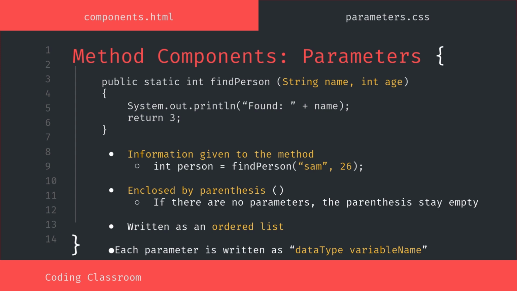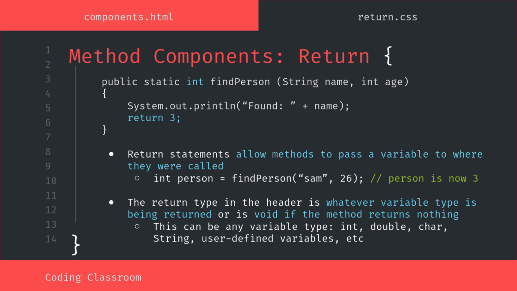Parameters are the inputs you pass to a method to customize its behavior. For example, public static int multiply(int a, int b), return a * b. Here, a and b are parameters, and the method uses them to perform its calculation. Parameters are enclosed in parentheses and written as data type, variable name. A return statement allows a method to pass back a result to where it was called. For instance, public static int square(int x), return x * x. When you call square(5), it returns 25. If a method doesn't return anything, it is declared as void.